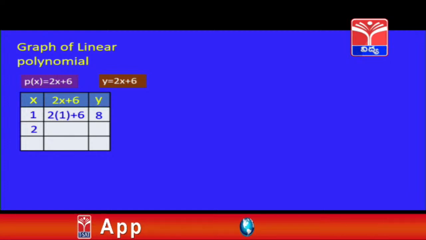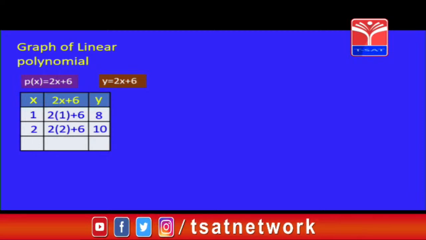Okay, have you found it? Yeah. Now check with your answer. If you have already finished, now check with this answer. 2 into 2 plus 6, that is equal to 10 here.